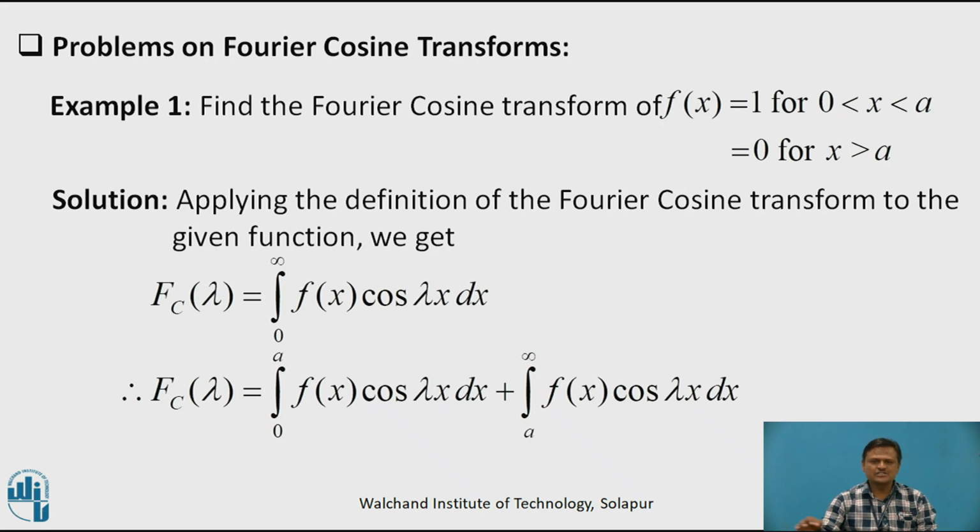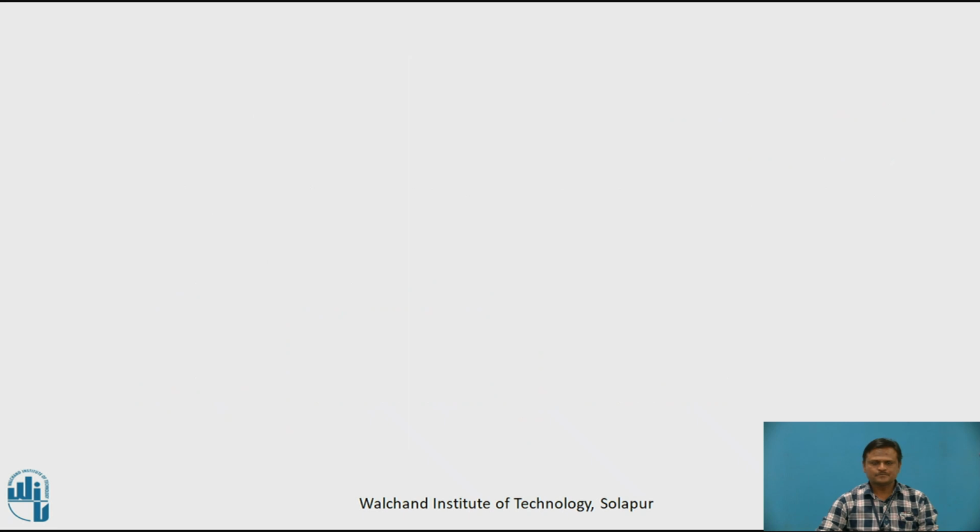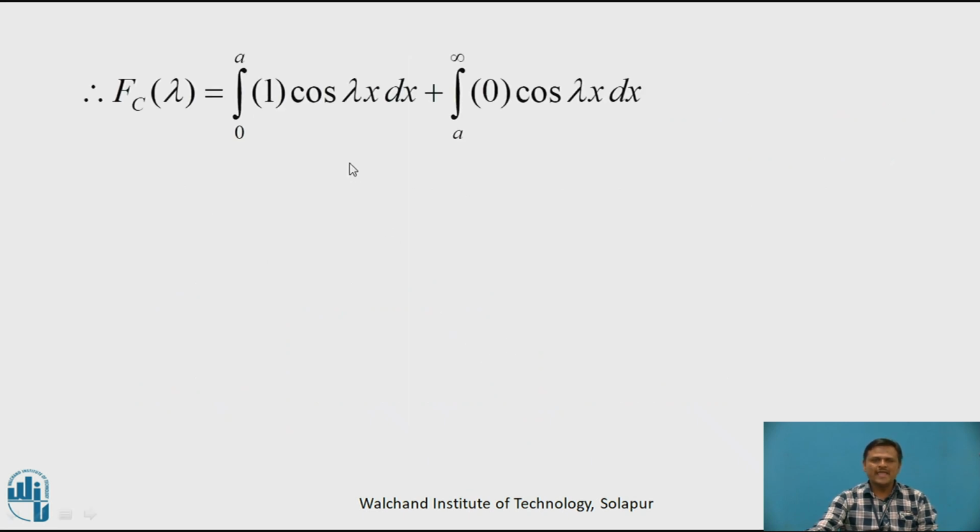Now we put the value of the function as per the range of integration. In the first integral, the range is 0 to a, and in this range the value of the function is 1. In the second integral, the range is a to infinity, and the value of the function in this range is 0. Putting these values, we get the integral from 0 to a of 1 into cos of lambda x dx plus the integral from a to infinity of 0 into cos of lambda x dx. Simplifying, we get the integral from 0 to a of cos of lambda x dx, and because the value of the function is 0 in the second integral, its value becomes 0.